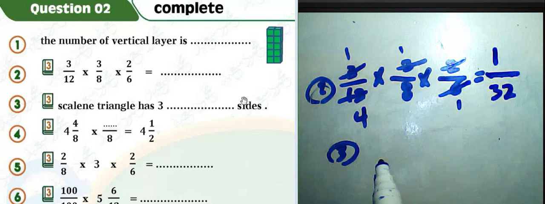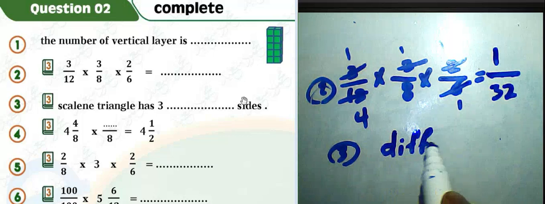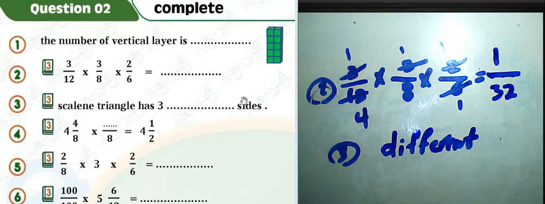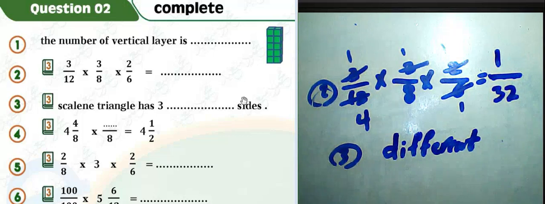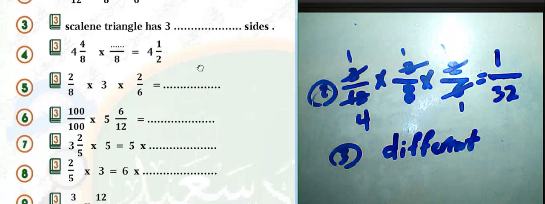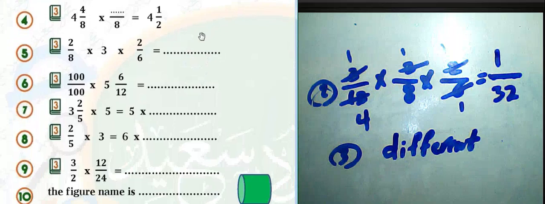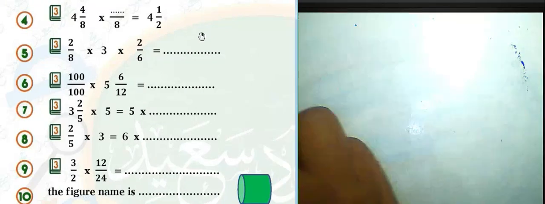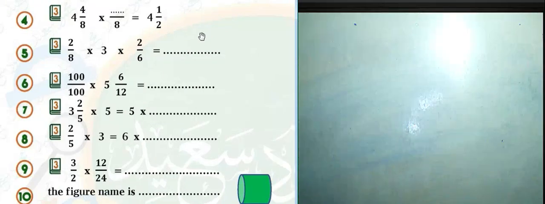Question number 3. A scalene triangle has 3 different sides. Next question. Question number 4.